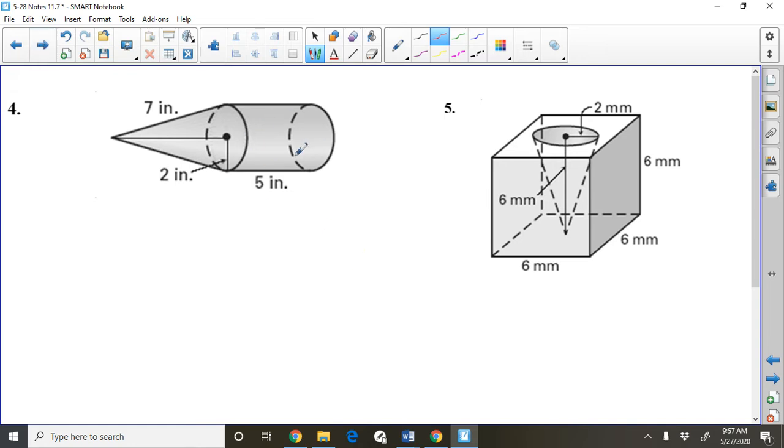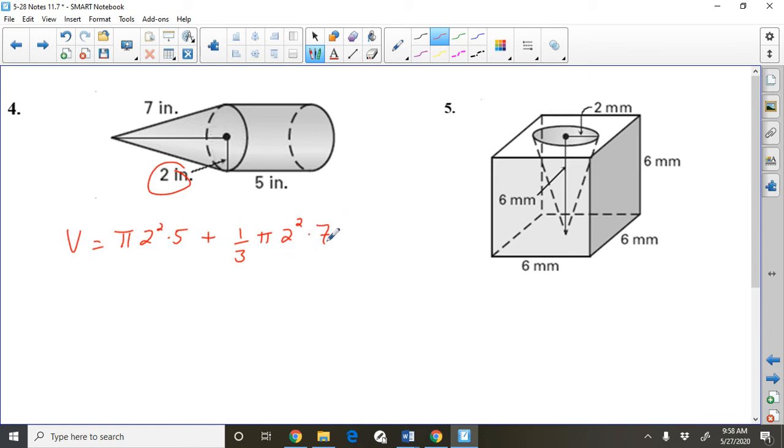Here, I have a cylinder with a cone on top of it. For the cylinder, we have 5 inches for the height, and this 2 inches is the radius of both figures. So my volume is the cylinder, pi times 2 squared times 5, pi r squared h, plus the cone, 1/3 pi times r squared times its height. And so I'm going to add this together.